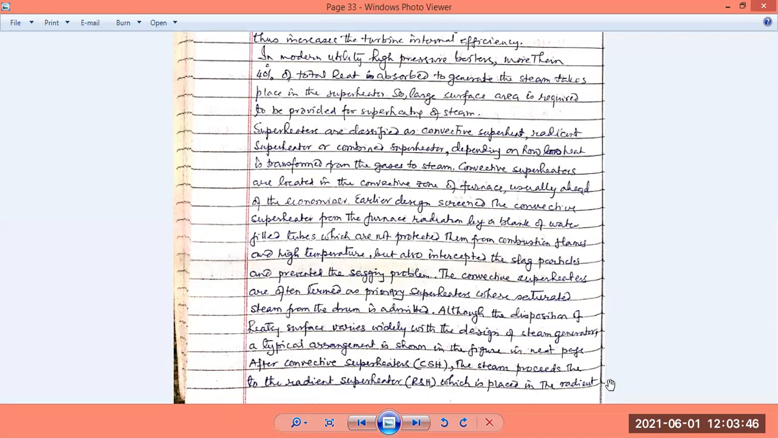Convective superheaters are located in the convective zone of the furnace, usually ahead of the superheater. They are designed to screen the convective superheater from the furnace radiation by a bank of water-filled tubes. These form a high-temperature zone, but also intercept the slag particles and prevent the slagging problem. The convective superheaters are often termed primary superheaters, where the saturated steam from the drum is admitted. Although the disposition of heating surface varies widely with the design of the steam generator, a typical arrangement is shown in the figure on the next page.